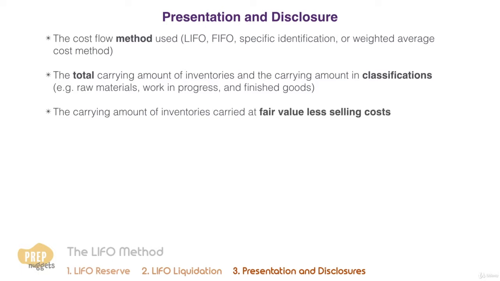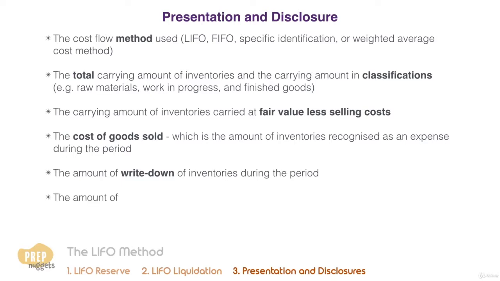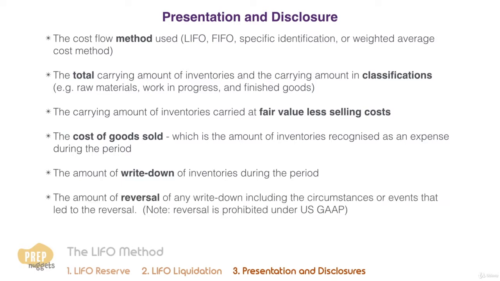The carrying amount of inventories carried at fair value less selling costs. The cost of goods sold, which is the amount of inventories recognized as an expense during the period. The amount of write-down inventories during the period. The amount of reversal of any write-down that is recognized in the period. A discussion on circumstances or events that led to the reversal is also required. As reversal is prohibited under US GAAP, this is only applicable to firms reporting under IFRS. And the carrying amount of inventories pledged as security for liabilities.